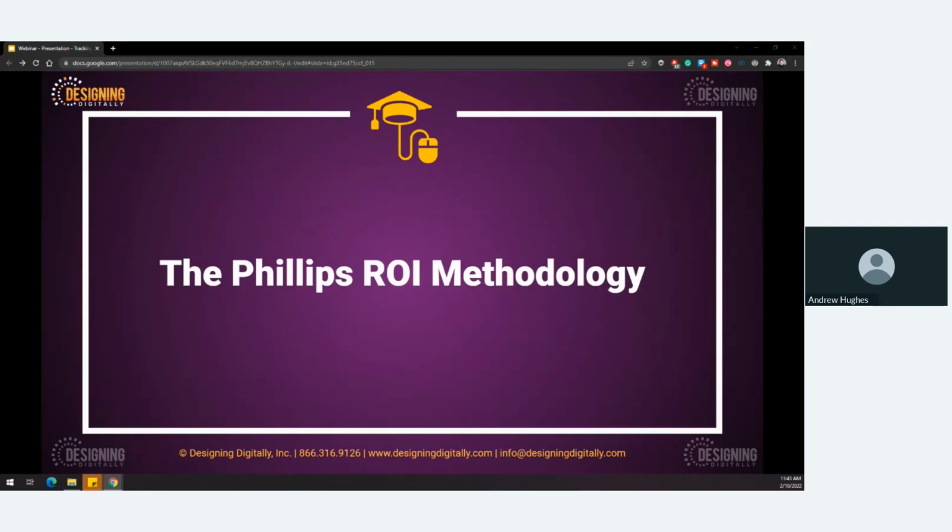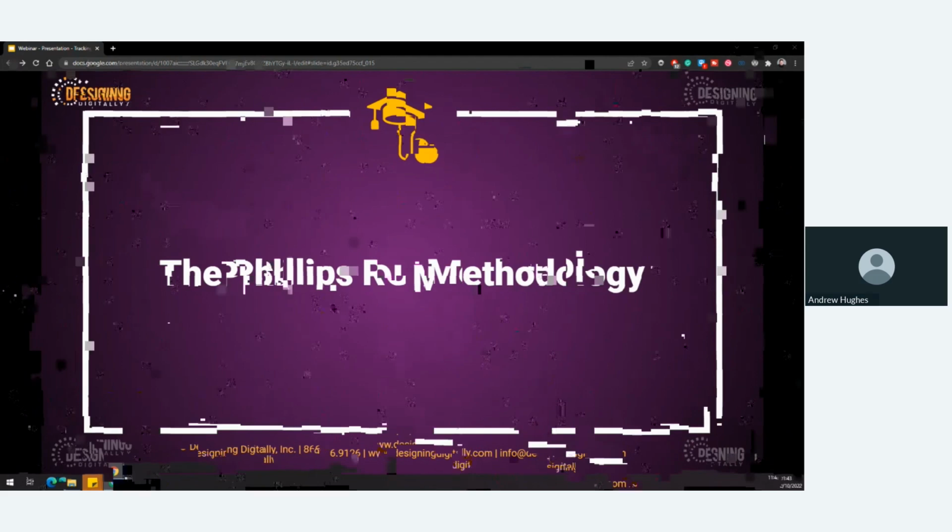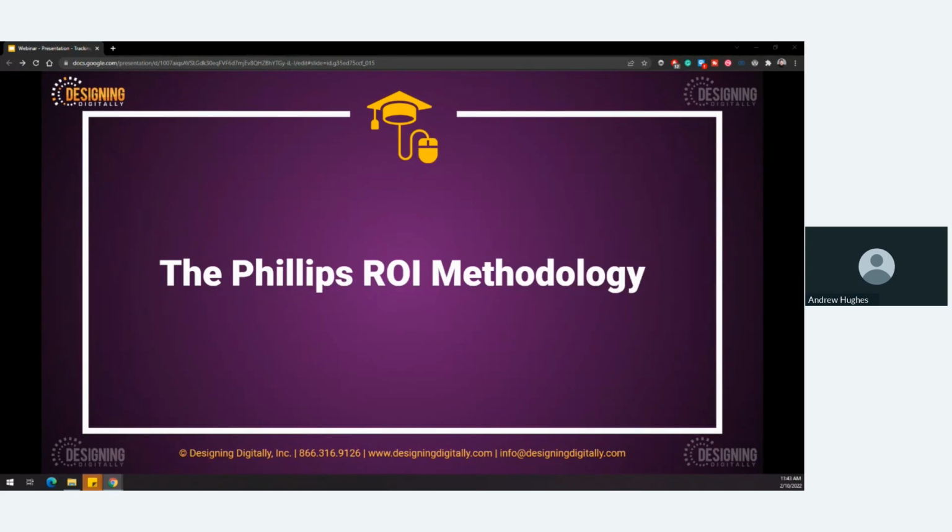Then there's also the Phillips ROI methodology. Similar to the Kirkpatrick model, this has 5 levels. The first one, you evaluate the employee learner reaction and their satisfaction with the existing course material or with the existing information that you may have been provided that they need to look at. Then you're going to have a second step where you're actually doing a learning stage to determine how successful students were in gaining these new skills and knowledge.